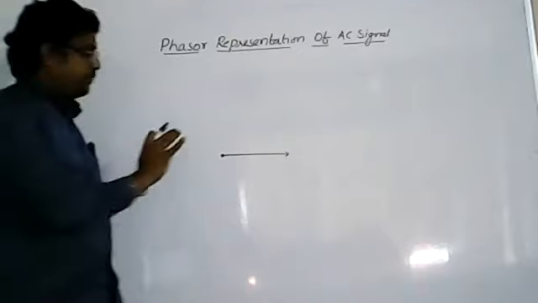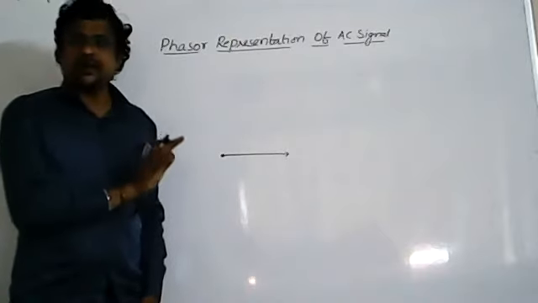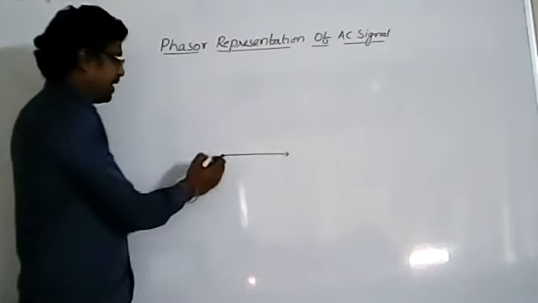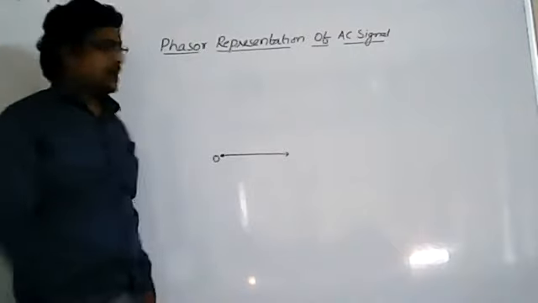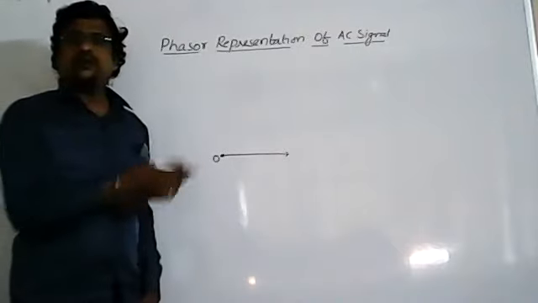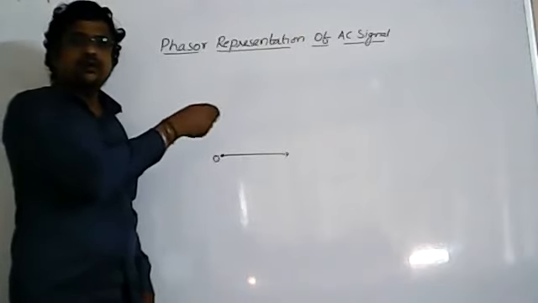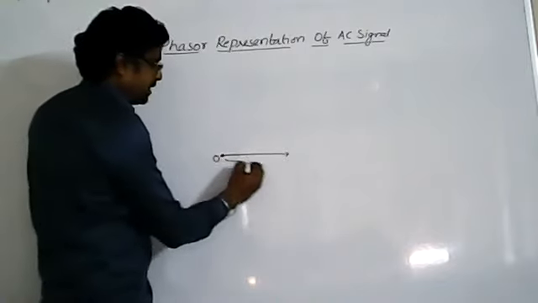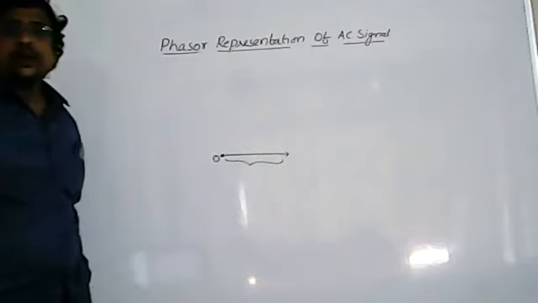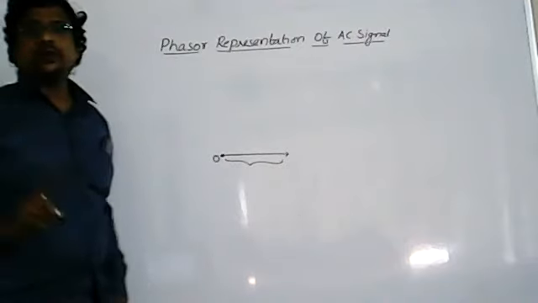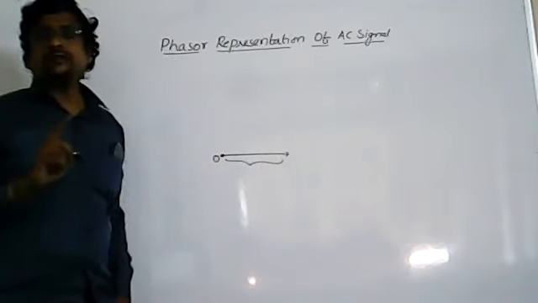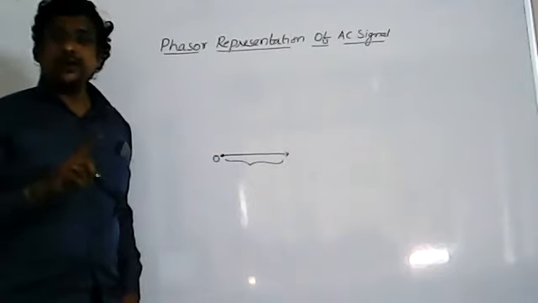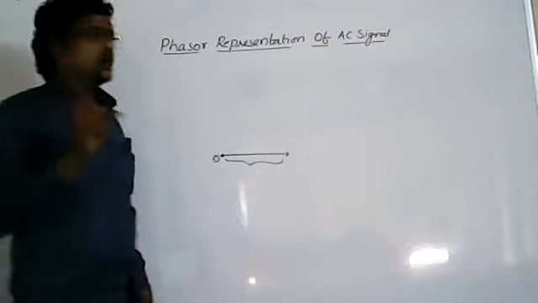So simply I will say that a phasor is a line, or simply a rotating vector, which is fixed at one end, let us say that end is O, and the other end is freely available to rotate either in the clockwise direction or in the anti-clockwise direction. And the length of the vector represents the magnitude of that quantity, or the peak value, or the RMS value of that quantity.